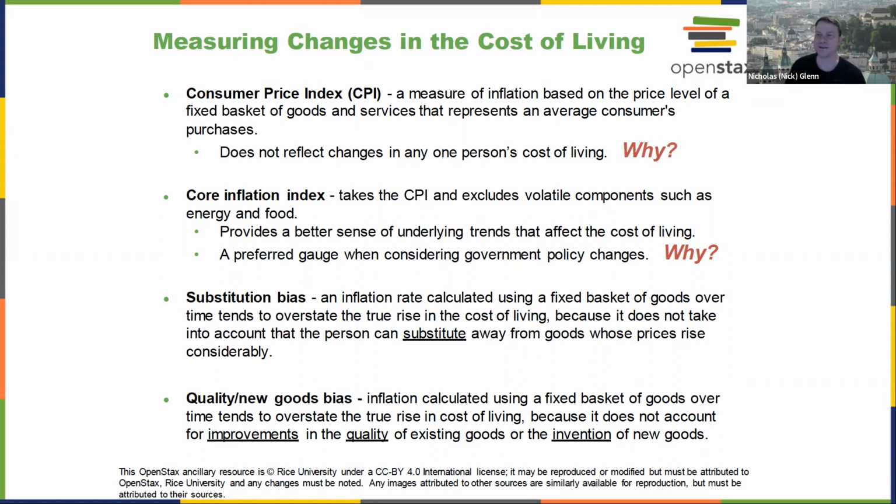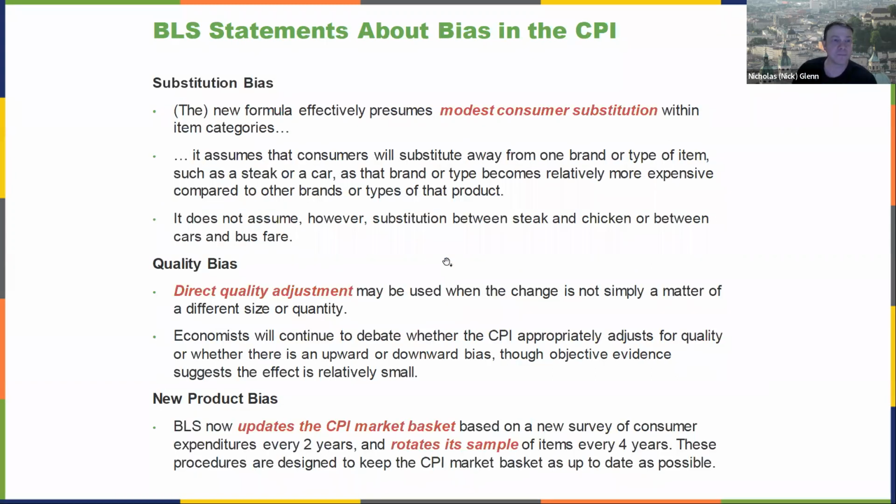That's probably the toughest one to deal with, this quality bias. Okay. Well, some recent statements about these biases. They try to presume modest consumer substitution. They try to assume people substitute between steak and chicken, or between cars and bus fares. They're looking at different brands or types of items, going to a less expensive type of brand. So maybe if the price of Coke went up a lot, people would substitute away to an off-brand cola or something like that.